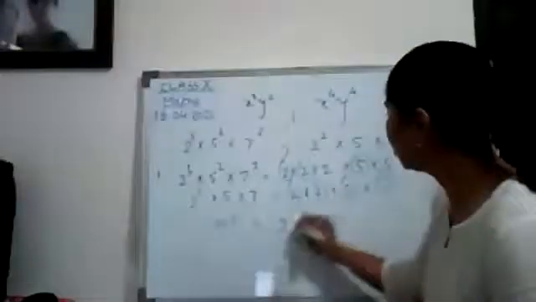So this is 2 into 2 into 5 into 5 into 7 into 7. In the same way, 2 square into 5 into 7, so this is 2 into 2 into 5 into 7. Am I right? Okay. Now the common factors. What is our HCF? So it is 2 into 2 into 5 into 7.